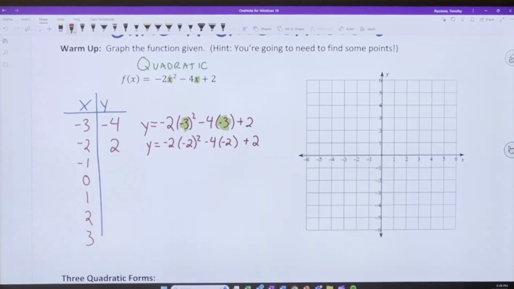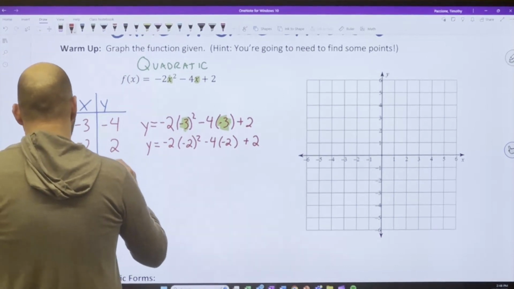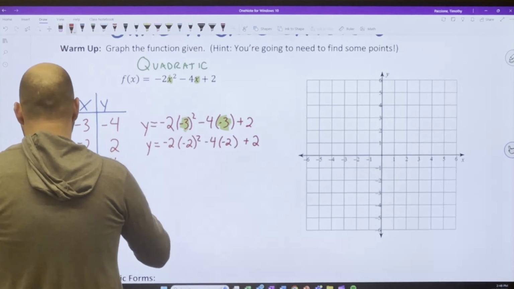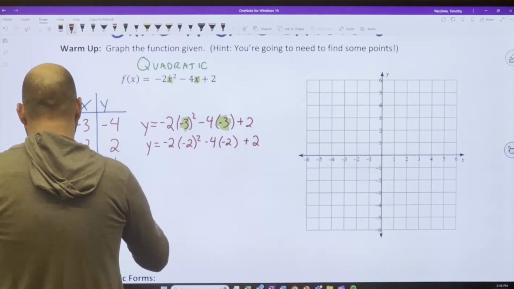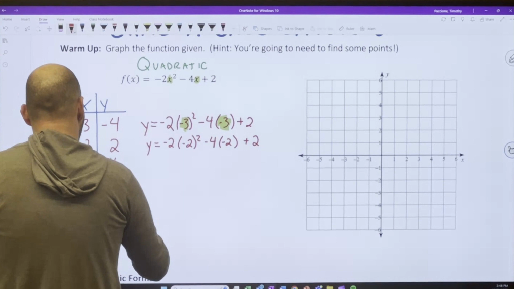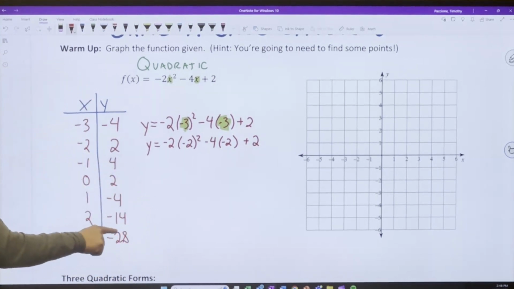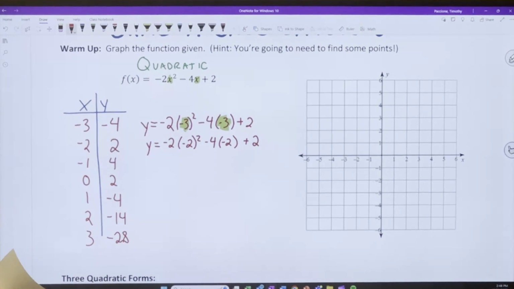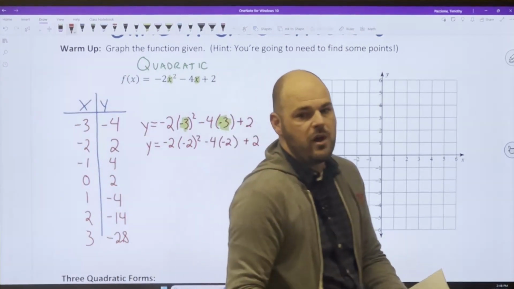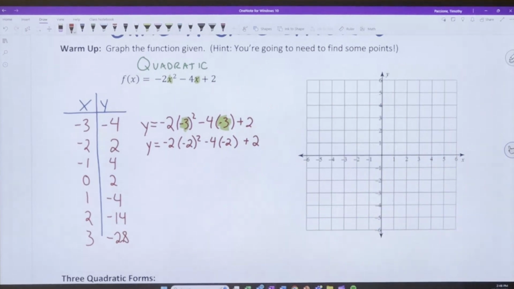And you would just repeat that process for all your x values, one at a time. And you would get -1, 4, 0, 2, 1, -4, 2, -14, and 3, -28. Now, obviously the numbers got a little big on us here. When we make a table, we're just trying to find possible points. Sometimes the points go off the graph. That's okay, as long as we found other points that we can put on the graph.